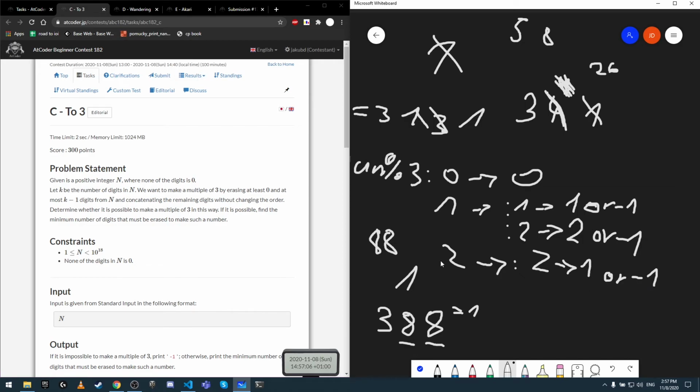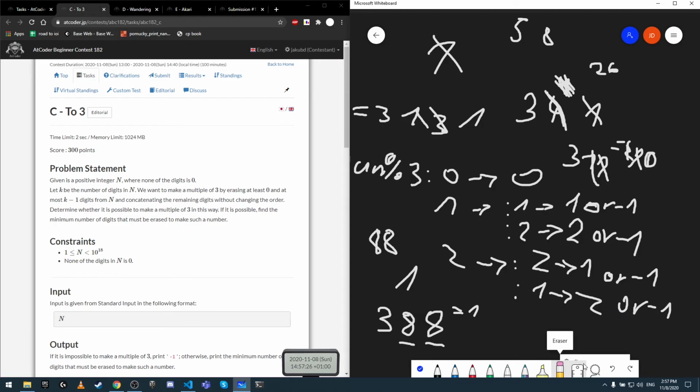So if parity is 2, we need to find one number with parity 2 or two numbers of parity 1, because for example if you have 3 1 1, then the parity of this is 2, and if you remove this one, parity drops by 1, and if you remove this one, parity drops by another one. So it's this or minus 1. So that's the solution for C.